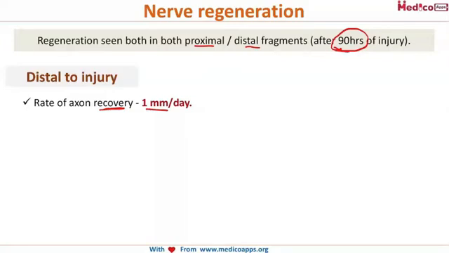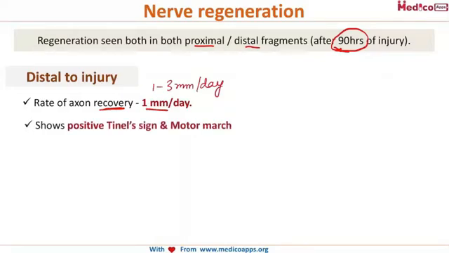Regeneration occurs after 90 hours of injury, and the rate of axon recovery is about 1 to 3 millimeters per day, right? Then another important sign over here is the positive Tinel sign and the motor march. We'll learn what these are.